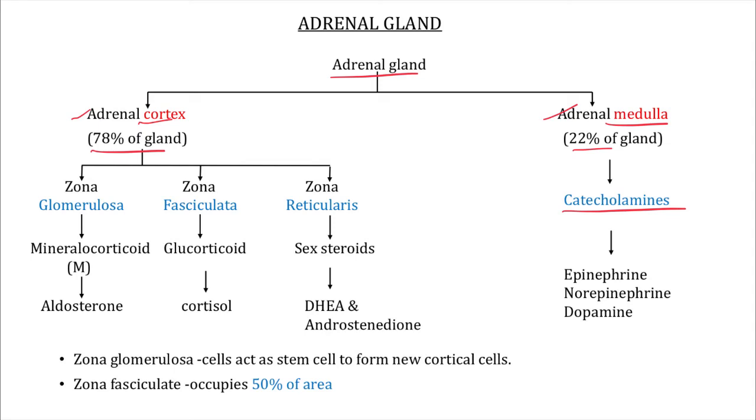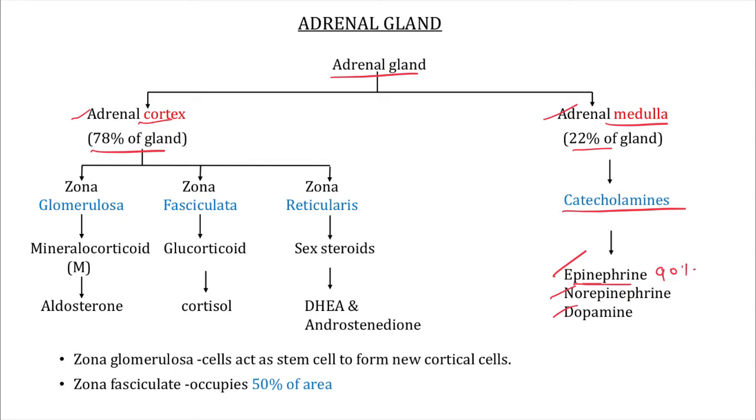So the most important, the major catecholamine produced by the adrenal medulla is epinephrine, 90%. 90% of the catecholamines produced by adrenal medulla is epinephrine. The second one is norepinephrine and the last one is dopamine. So adrenal medulla comprises 22% of the adrenal gland, produces catecholamines. The most important 90% of these catecholamines is epinephrine, then norepinephrine and dopamine.